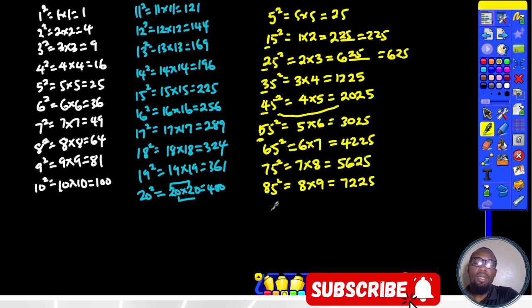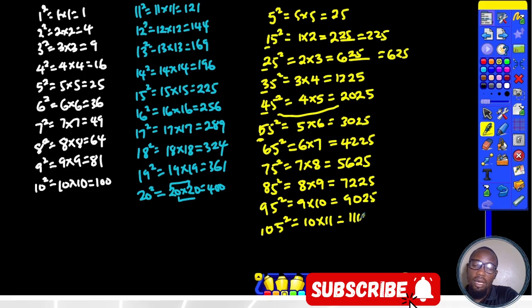Now let's try 95 squared. 95 squared, I'm going to have 9 times 10, which is 90. Just put a 25 here, and your answer is 9,025. Somebody's going to ask me, what about 105 squared? Yes, 105 squared. All you need to do is 10 times 11, which is 110. Then put a 25, guys. If I check, the answer is 11,025. That's the answer to this.